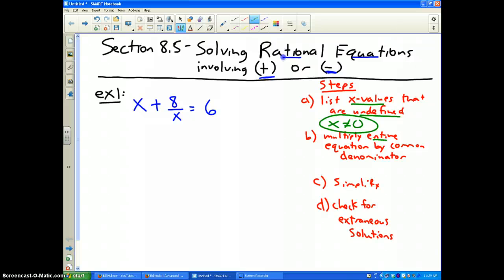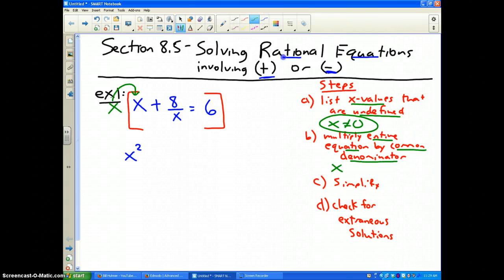Multiply the entire equation by the common denominator. Well, we only have one denominator. That's x. So our common denominator, in this case, is x, because what we want to do is get rid of the fractions. So I'm going to take this entire equation and multiply it by x. Critical to understand that piece. Very critical.